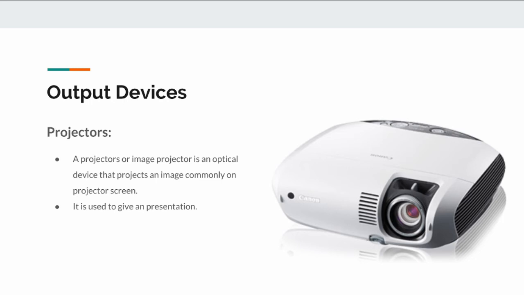Next is the projector, or the image projector, as we can also say. It is an optical device that commonly projects an image, but we can also use it for video. Most commonly it is used for presentations in business or in offices, colleges or schools. We can use the projector to give our presentation on a wide screen. So these are the input and output devices.